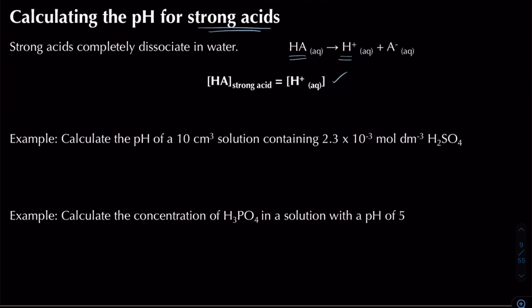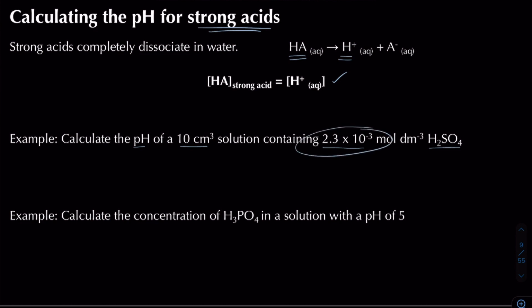So yeah, if we look at the example over here, we're asked to calculate the pH of a 10 cm³ solution containing 2.3 × 10^-3 moles per decimeter cubed of sulfuric acid, right? Now, in order to calculate pH, we need the concentration of H+. In order to get the concentration of H+, I need to get the concentration of my acid itself, which we can see is going to be 2.3 × 10^-3.